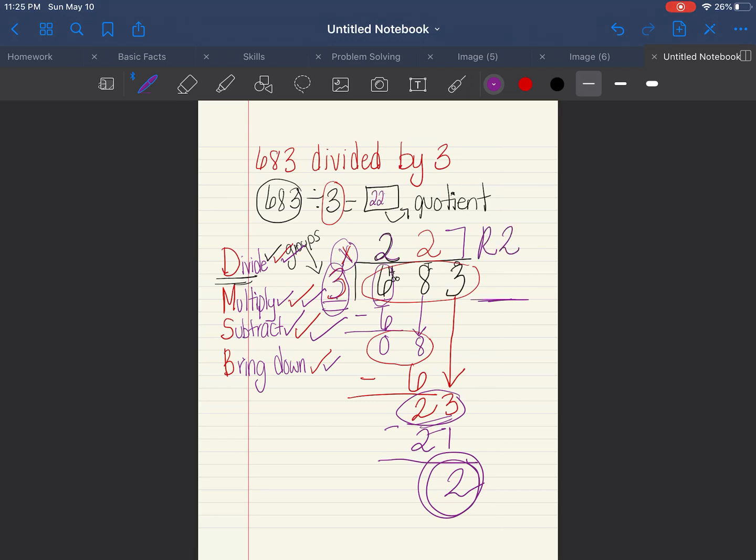And then bring down. There is nothing else. Since there is nothing else, this 2 becomes my remainder. So my answer would be 227, remainder 2.